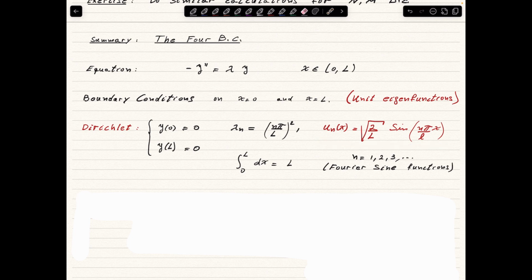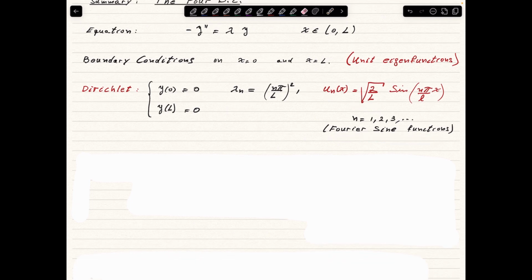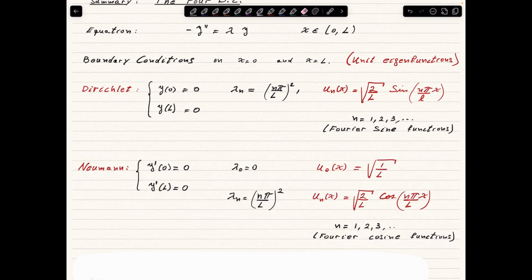So these are the unit eigenfunctions, and these are the eigenvalues that we found before. These are also called sine eigenfunctions. These are normalized, length 1. And here we have the result for Neumann.